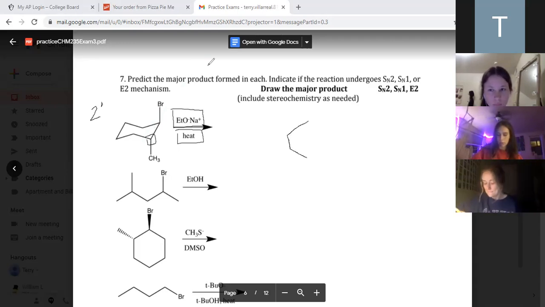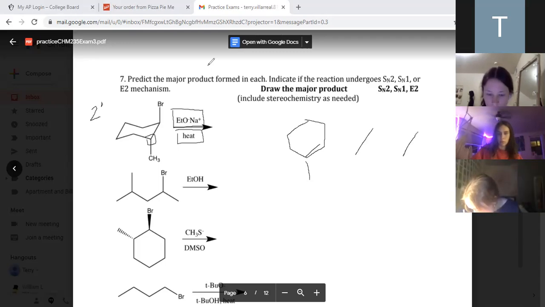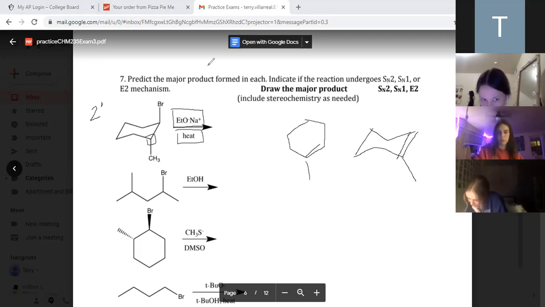So our product should simply look like this. I guess if you wanted to draw it in the chair conformation, it's wrong to draw it this way, but if you just want to draw your double bond like that, that is a very incorrect drawing, but just for the simple sake of saying, let's draw this as it's presented to you. Like that. Morgan, did that make sense for how we walked through that one? Yeah. Okay, so now Morgan, let us talk about the next one.